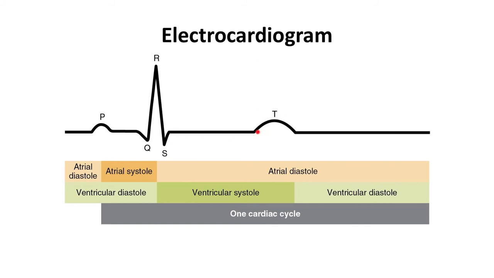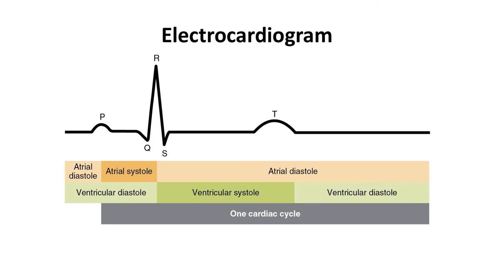And finally, we get to the last wave, which is a T wave. This is a domed upward deflection, and the T wave indicates ventricular repolarization. Between the waves are intervals or segments. The first interval is going to be the PQ interval, which would be from the beginning of the P wave to the beginning of the QRS complex.